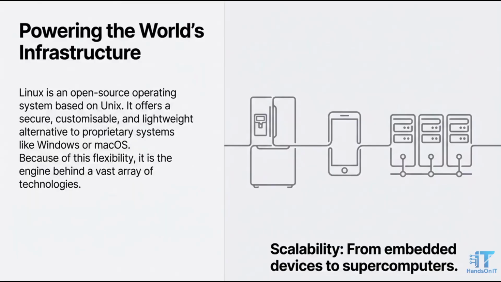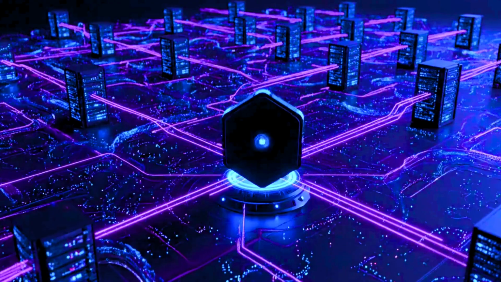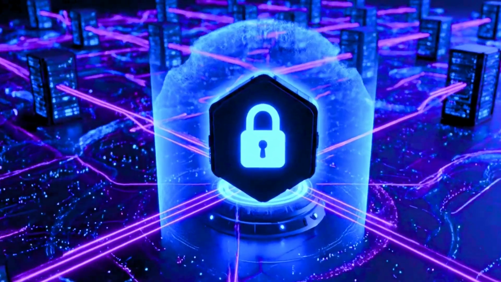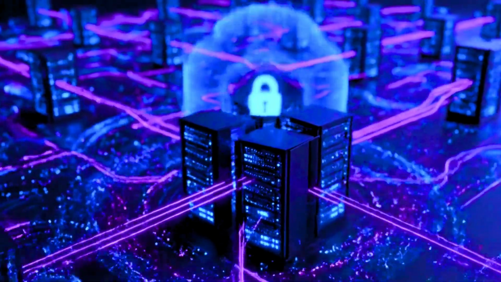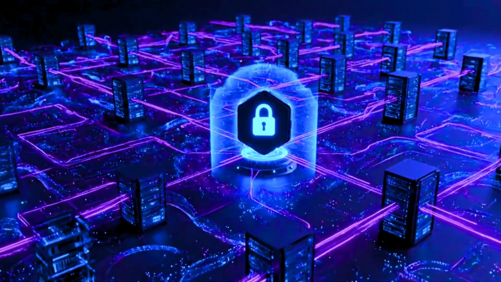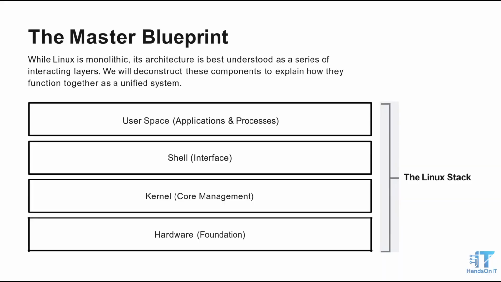Linux is an operating system. It's a free alternative to Windows or macOS and is based on the Unix operating system. It's used in servers, desktops, mobile phones and embedded systems. You will find Linux running in data centers, cloud services, smartphones and even refrigerators. Linux is popular because it's secure, customizable and lightweight. But how does it actually work?